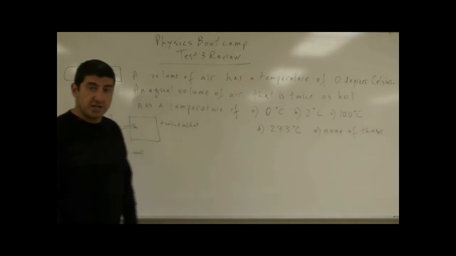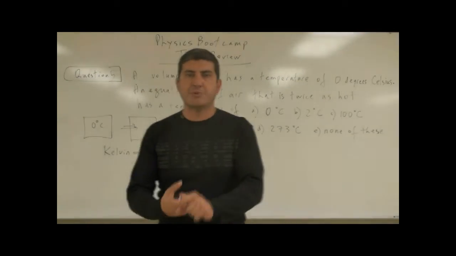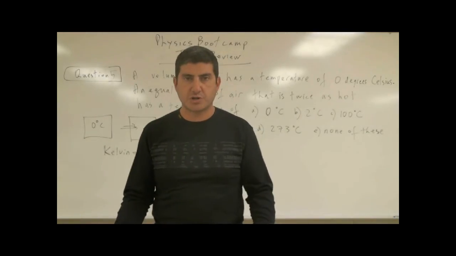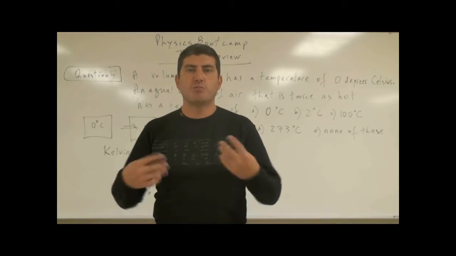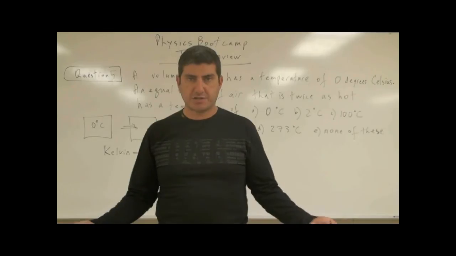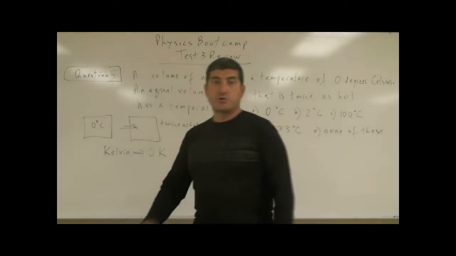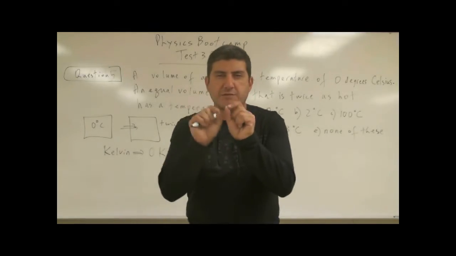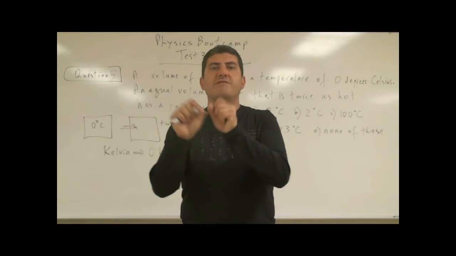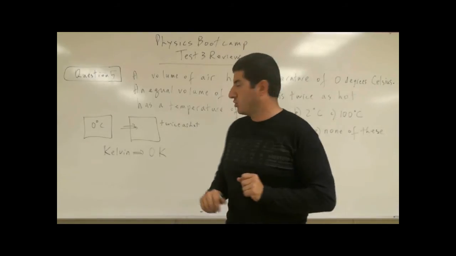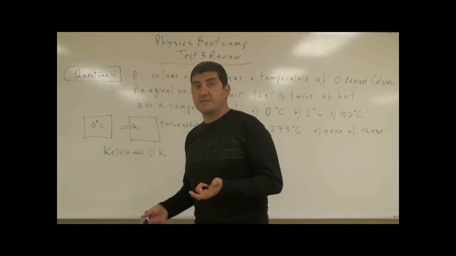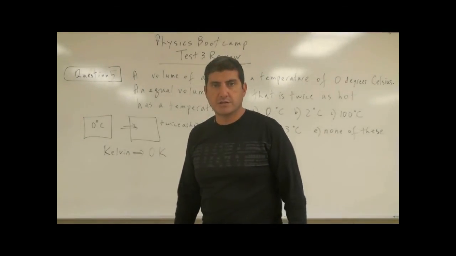Why is this the real scale of temperature? Because 0 Kelvin happens to correspond to the coldest temperature, where the molecular motion of atoms stops, right? If you're at 0 Kelvin, the molecules are so cold that they don't even have any kind of motion, right? It's so hard to get to 0 Kelvin that it's basically impossible, right?